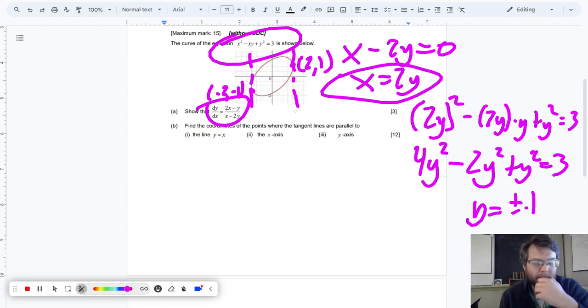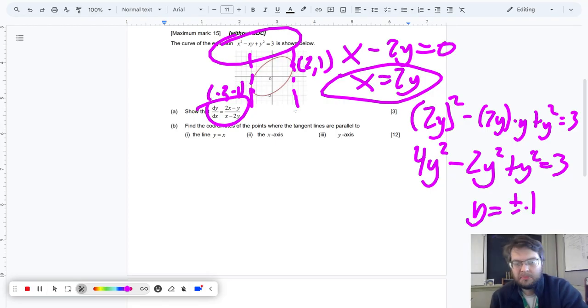So that's just a good example of implicit differentiation. Please let me know if you got any questions. Happy to help out.